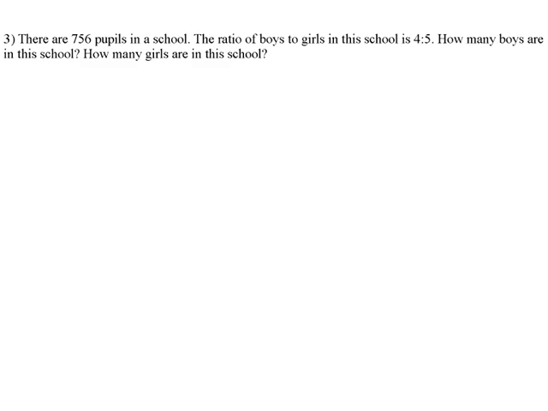Alright, number 3: there are 756 pupils in a school. The ratio of boys to girls is 4 to 5. How many boys are in this school? How many girls are in this school? Okay, so we have a couple of different units here. We have 756, and this is the total amount. We have 4 boys for every 5 girls. Okay, so you might be tempted to do 4 over 5 equals x over 756.